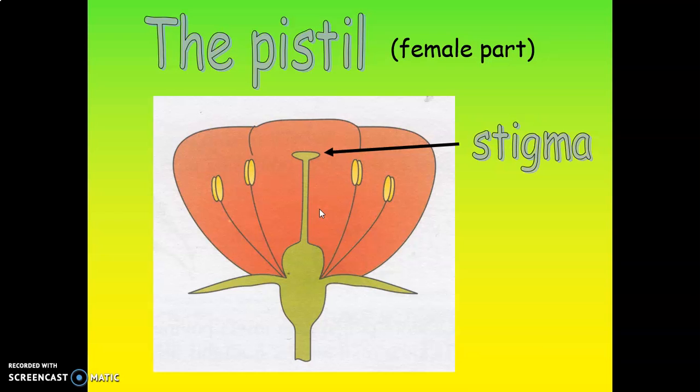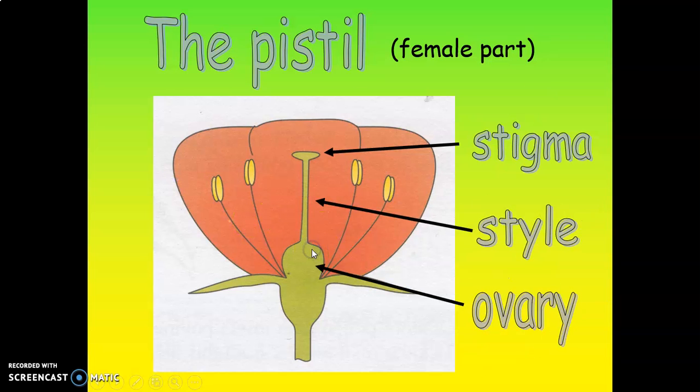Let's start with the middle part here, which is the female part of the flower. It's called the pistil, and it is made up of three parts. The first part is here, the stigma, then the style, then the ovary.